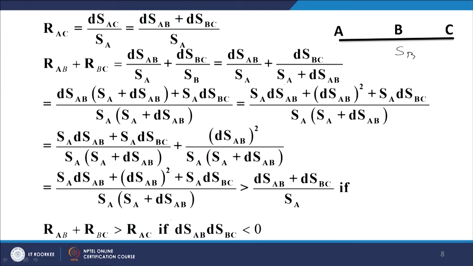The sign of dS_AB, that means the sign of the change in price over here, and the sign of the change in price over here must be in opposite directions. So, that is what happened in the previous case that I illustrated, and that is why we found that we end up with a certain positive return when we take the average return over 2 periods instead of taking the entire period as one period and then working out the return.